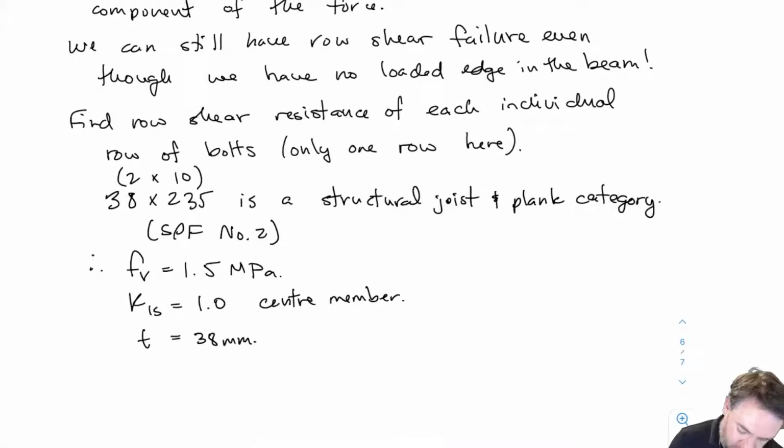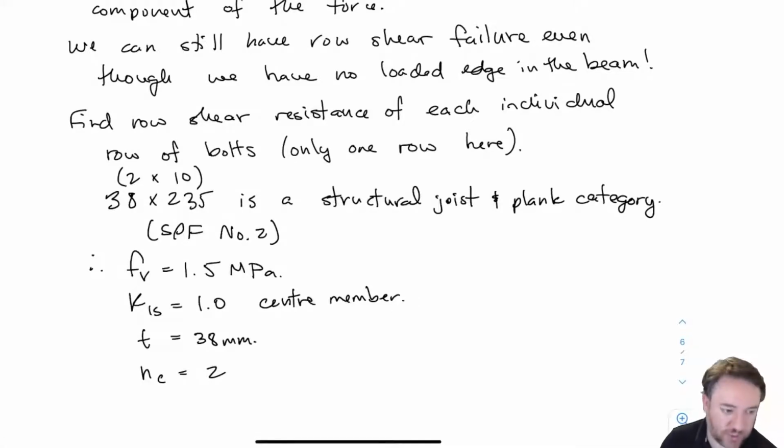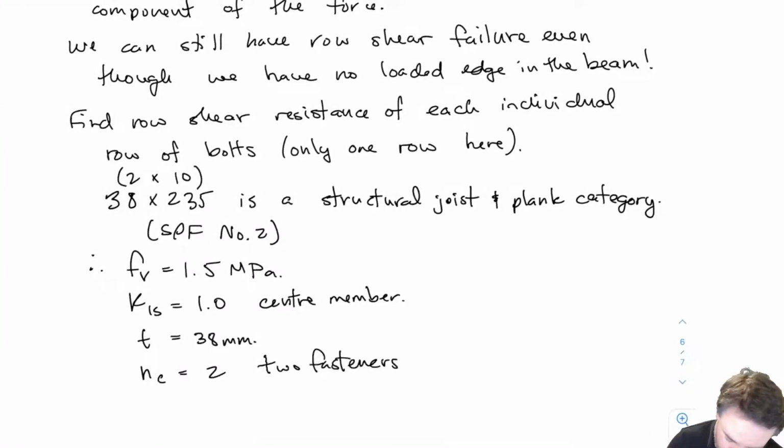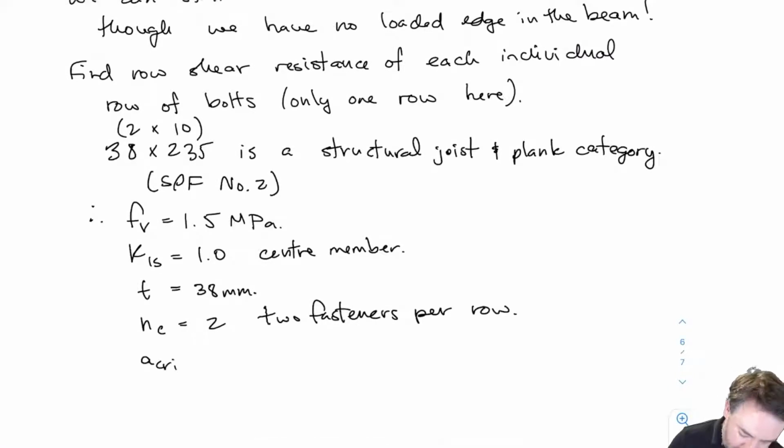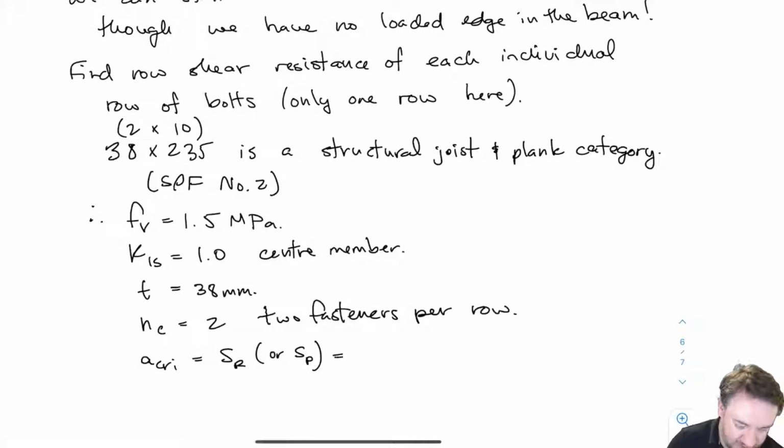Okay, this is a 2x10, 38 millimeters. And we're going to need our number of fasteners per row, which is 2. So our row is in the horizontal direction, so there are 2 bolts there inside that row. And our ACRI is going to be SR, which in this case is, or SP if we're talking about 086.19, which is 99 millimeters.